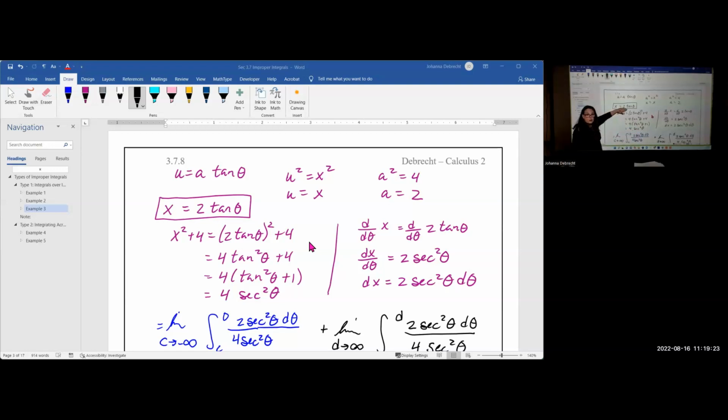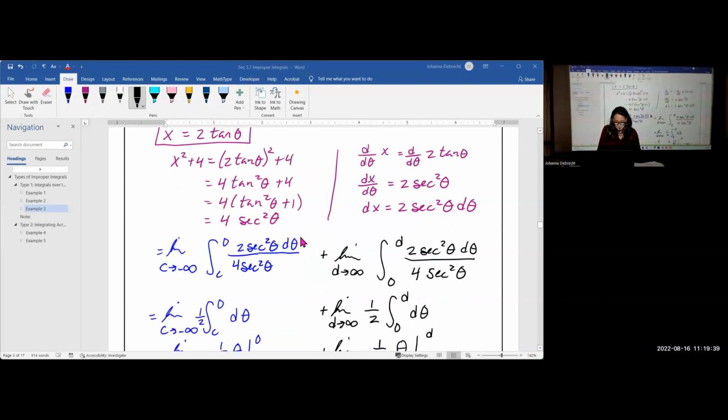We go back to our original substitution equation and we take the derivative with respect to theta of both sides so that we can solve for dx in terms of theta and d theta. Then we go back to the integral and we replace these pieces.